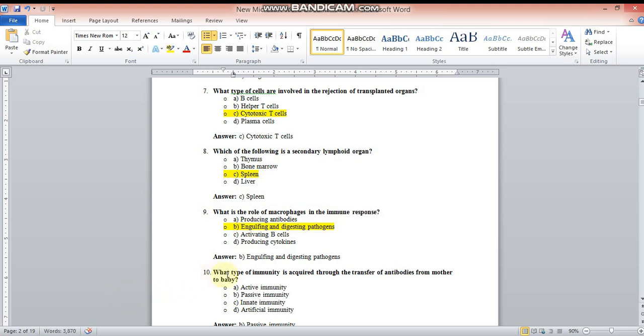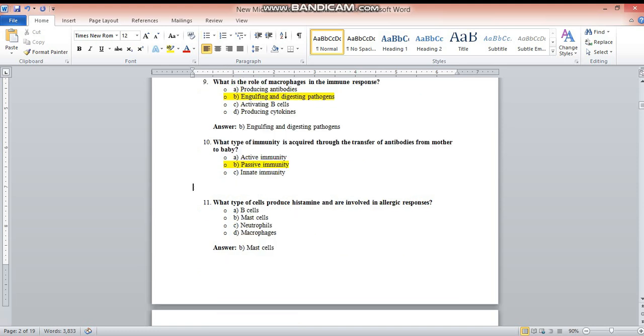The next MCQ is, what type of immunity is acquired through the transfer of antibodies from mother to baby? A. Active immunity, B. Passive immunity, C. Innate immunity, and D. Artificial immunity. So the correct option is B.